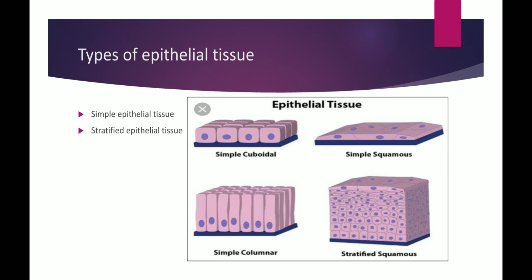The epithelial tissue is classified into two types. The first is simple epithelial tissue and the other is compound epithelial tissue. Compound epithelial tissue is also called stratified epithelial tissue. In the figure, we can see the simple and stratified epithelial tissue. Simple epithelial tissue means it is made up of a single layer of cells. The upper figures are examples of simple epithelial tissue in which only one layer of cells is present, lying on the basement membrane. The other is stratified or compound epithelial tissue, in which the cells are in two or more layers. That's why they are called compound epithelial tissue.